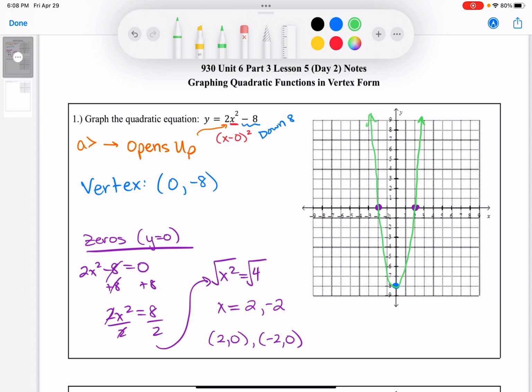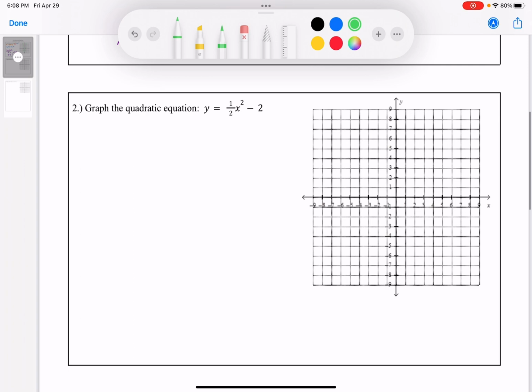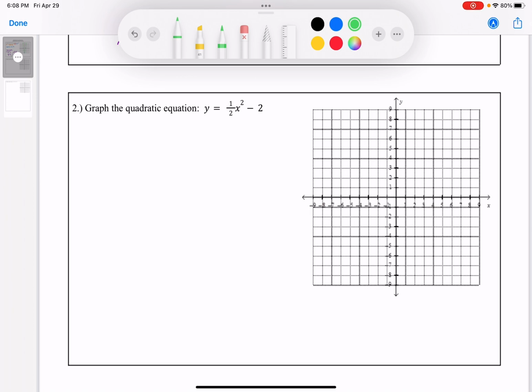All right, so now take a look at this one and see if you guys can actually do this one on your own. Same idea here, right? This is actually in standard form. Or excuse me, vertex form. This is actually in vertex form. Think about, where is your vertex? Is it opening up or down? Will there be zeros?